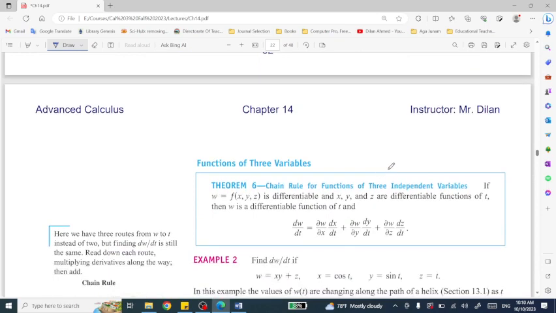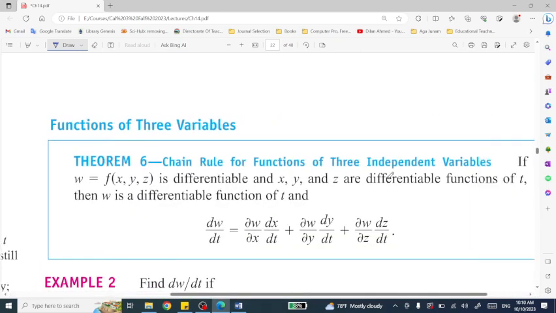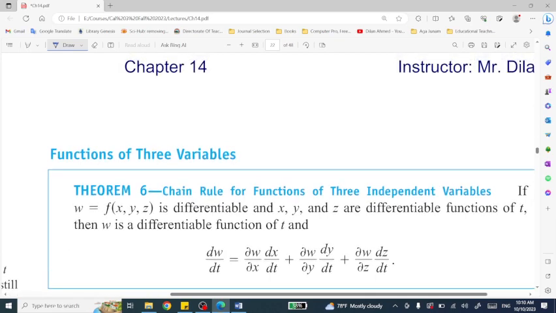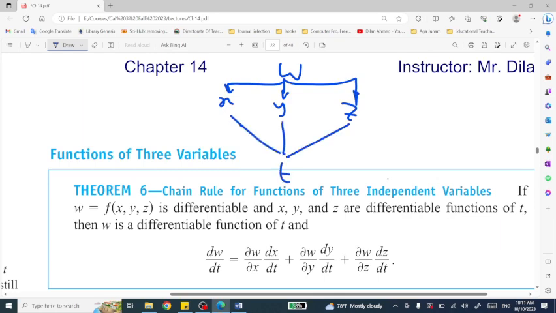Now, we have another chain rule. Look at here. What's the difference between here and the other one? Yeah, so we have w, right? W is a function of x, y, z. And all of them have t. So I can directly find dw by dt. Clear, dears? And of course, 1, 2, 3 terms. And what's between them? Addition. Is that clear, dear?